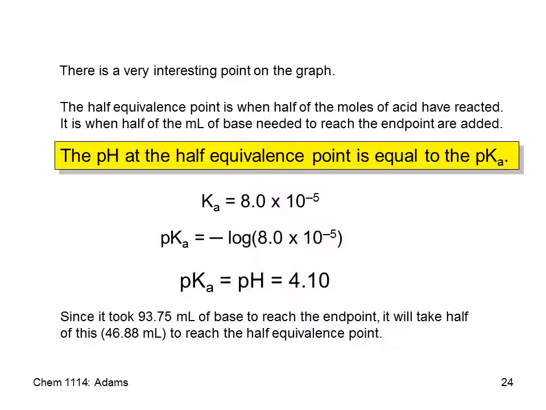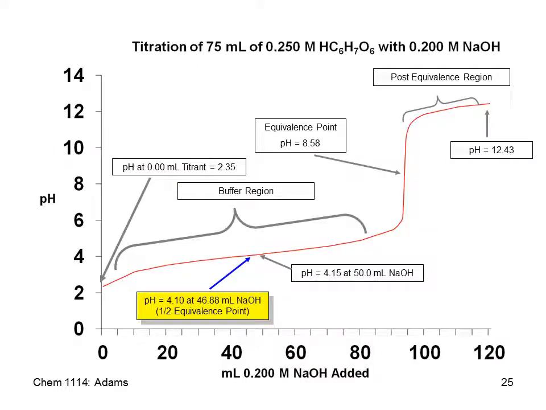Again, I can put this pair of points on the graph, and there it is. 4.10 pH and 46.88 milliliters of sodium hydroxide for the half equivalence point. And that is it for a weak acid titrated with a strong base.